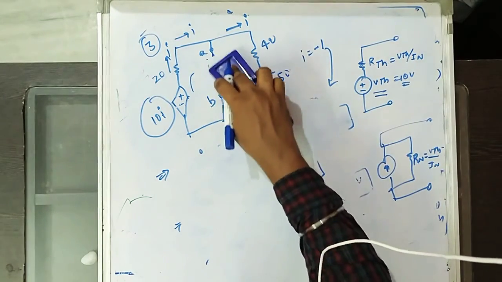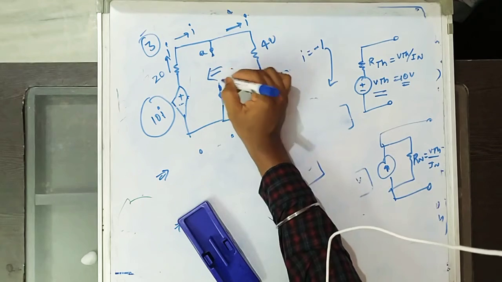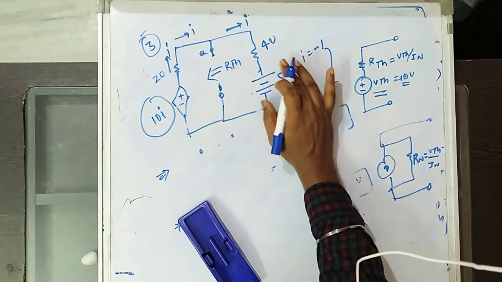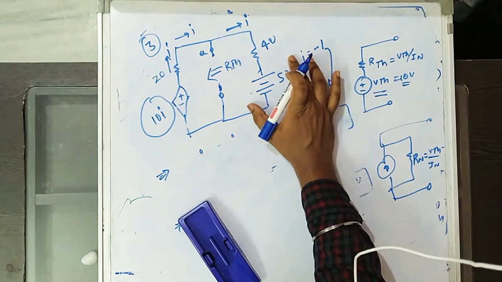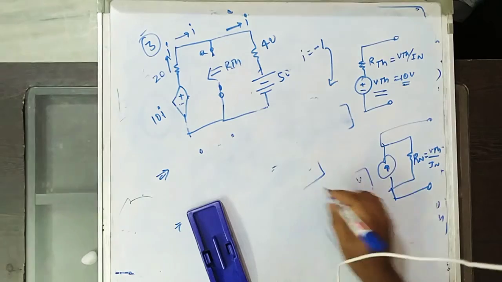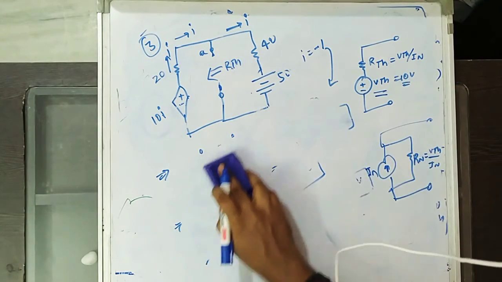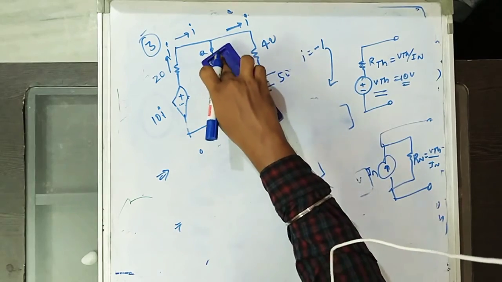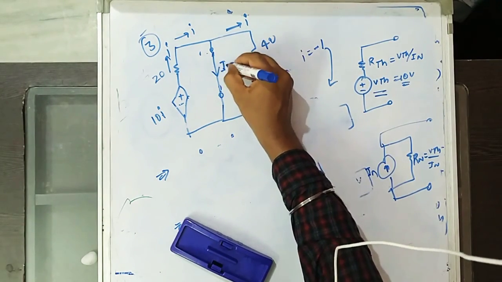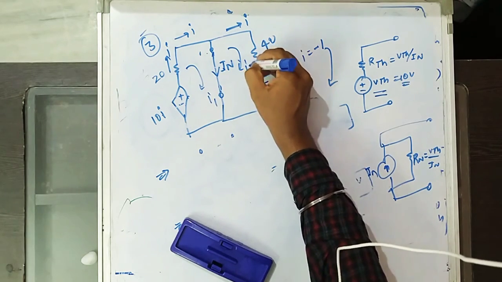Now to find R Thevenin, the same problem arises here. We have a dependent source and an independent source. Turning off an independent source is easy, but we can't turn off the dependent source. For that reason, we'll use the Norton current. How will you find the Norton current? Simply by shorting the load terminals. Short this load terminal. This is IN. So you will have two loops, I1 and I2.